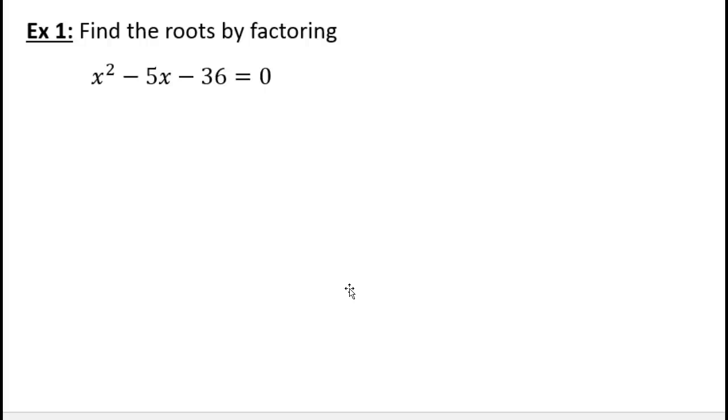So let's look at example number 1. Example number 1 says find the roots by factoring. So again, feel free to factor whichever method you feel most comfortable with. For this example, I'm just going to use the cross method. For this one, my multiplication is on top, my addition on the bottom. I'm going to multiply A and C. So that's 1 times negative 36. I get negative 36 on top. My B is in the bottom.